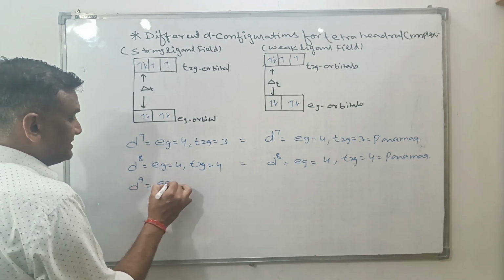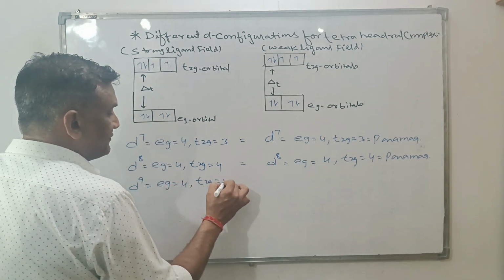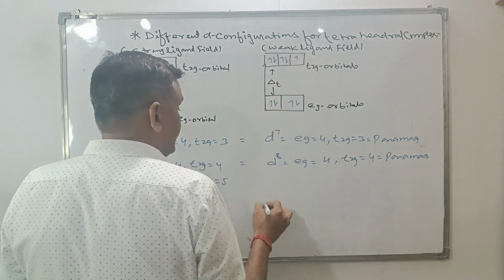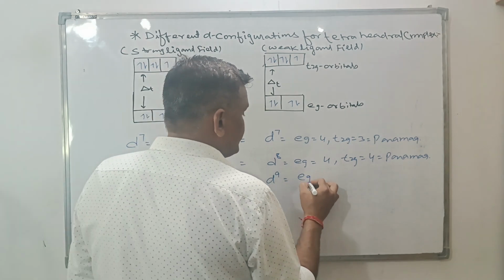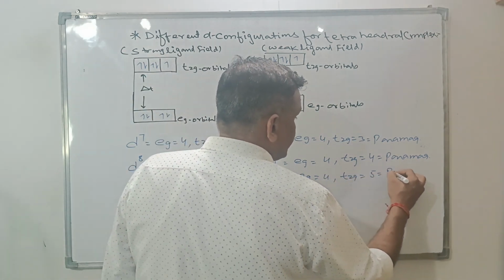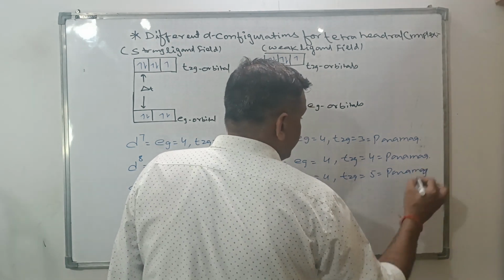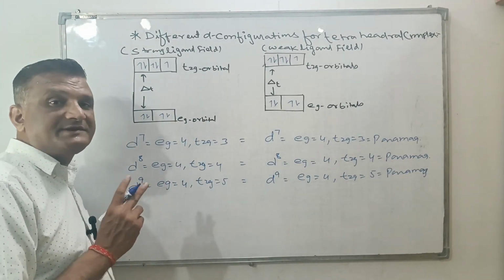Now the time to discuss d9. This is eg is equal to 4, t2g is equal to 5. The 5th electron will be over here and here as well. So this is the d9 configuration. Eg is equal to 4 and t2g is equal to 5. This will also be paramagnetic, and the paramagnetism of both complexes, weak and strong, will be the same.